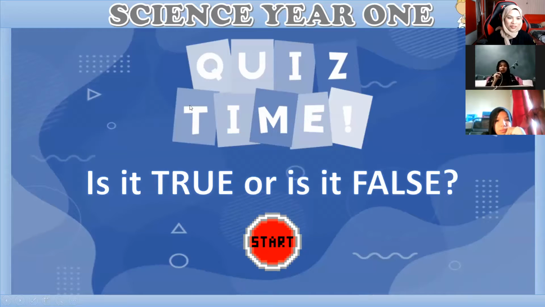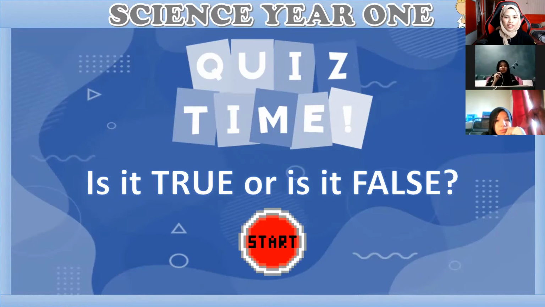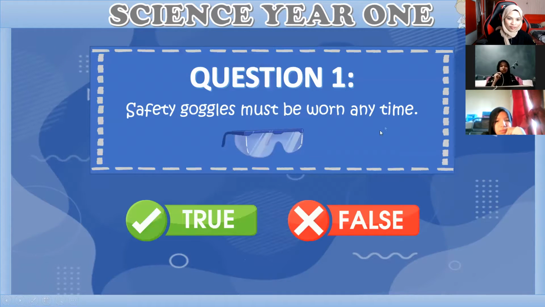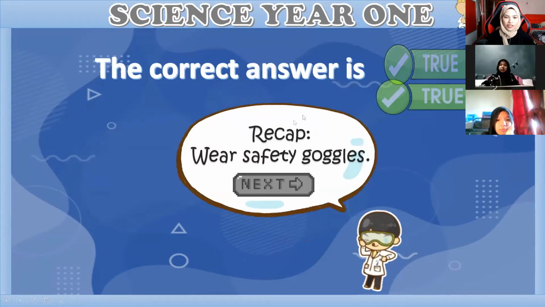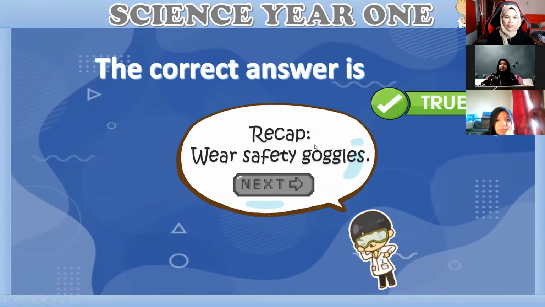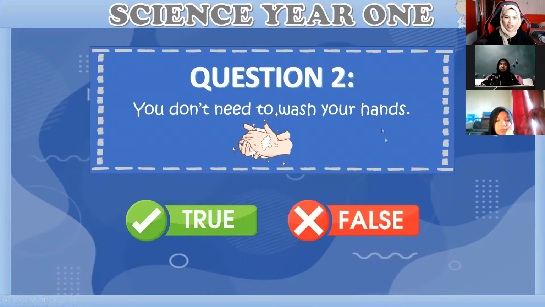In this quiz, you have to choose whether the answer for the question is true or false. To start the quiz, you have to click on the start button. And after you read the question, you can choose which answer you think is right. When you click on one of the answers, it will show you the correct answer and also the recap. And then you may proceed to the next question. And it's the same for every question.